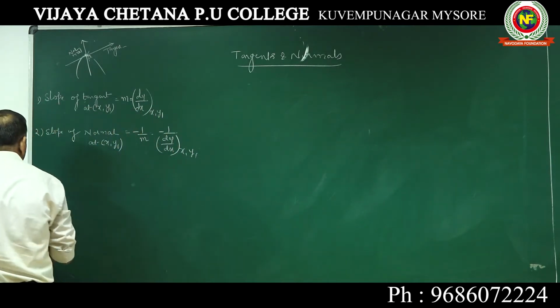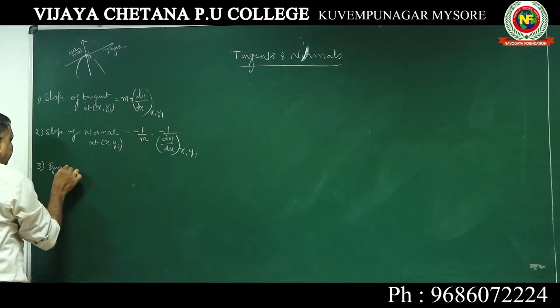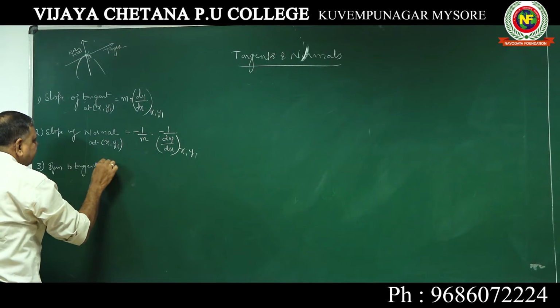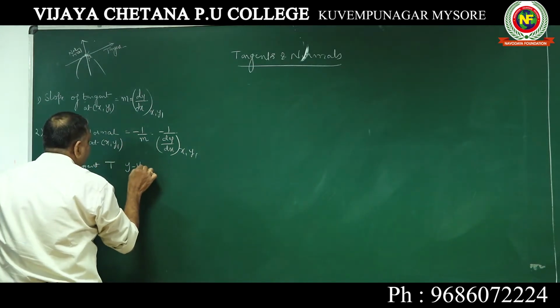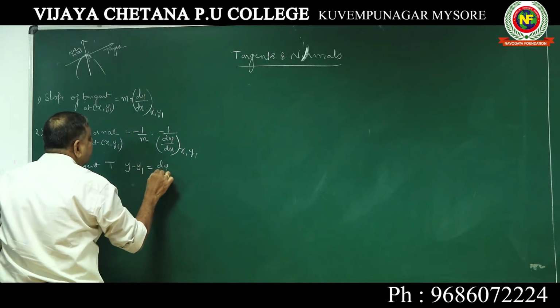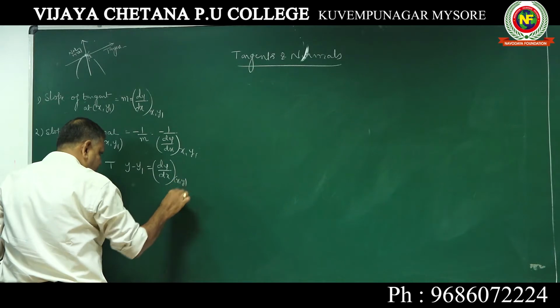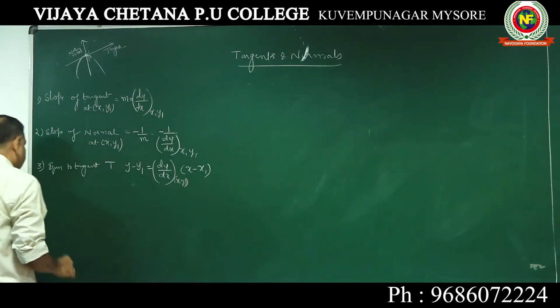This is slope of normal, and I also gave you equation to tangent line t. Equation to tangent t is given by the line at that particular point. Y minus y1 is equal to dy by dx at x1, y1 into x minus x1. This is your equation to tangent.